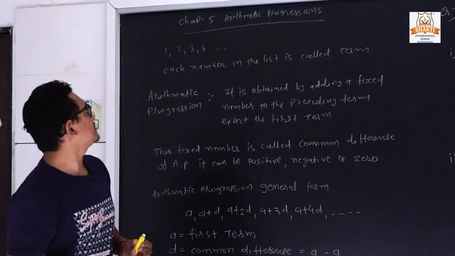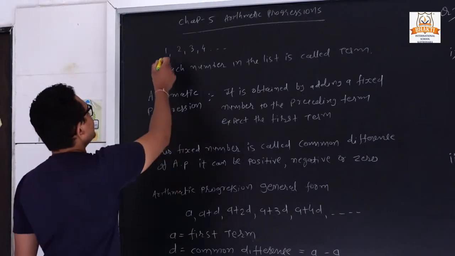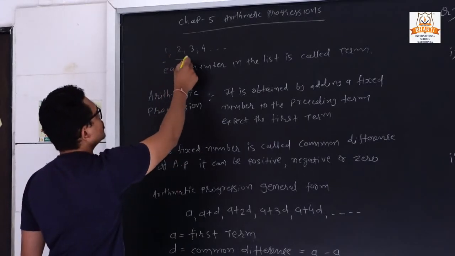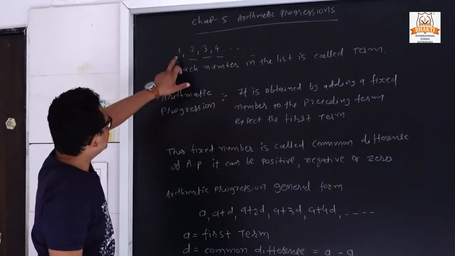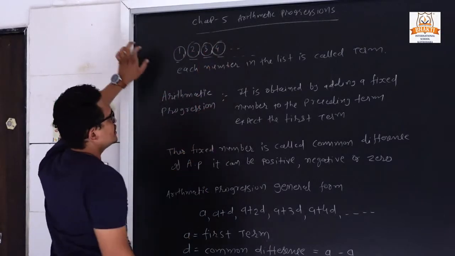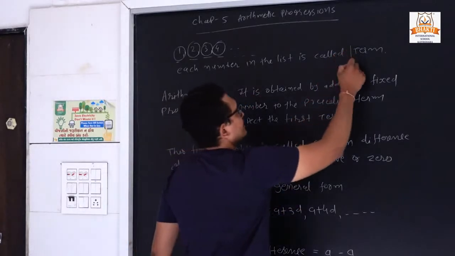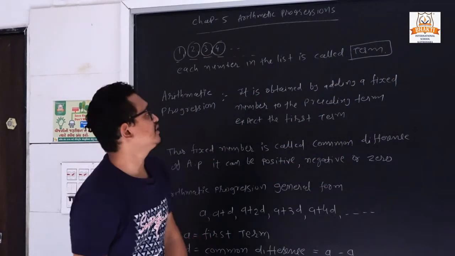So here first of all we can start with the basics. Here I am writing one series, see that 1, 2, 3, 4 like that. Here each number 1, 2, 3 and 4 is known as a term. Clear? Each number is referred to as a term.